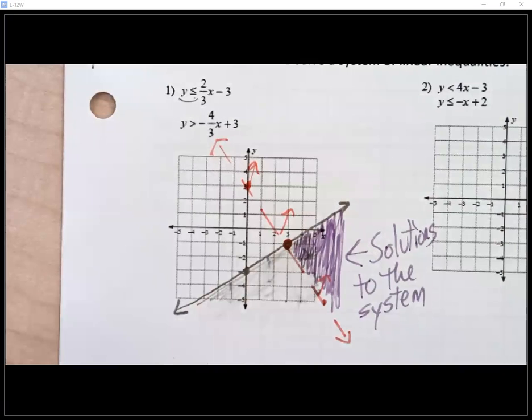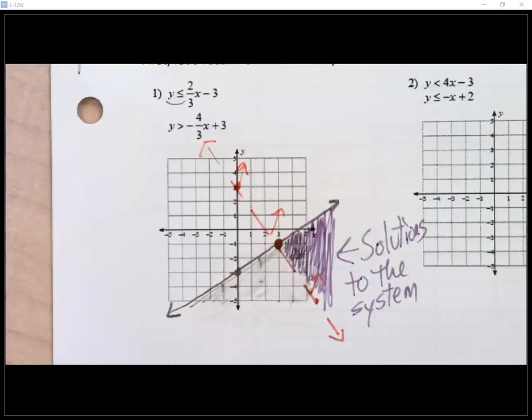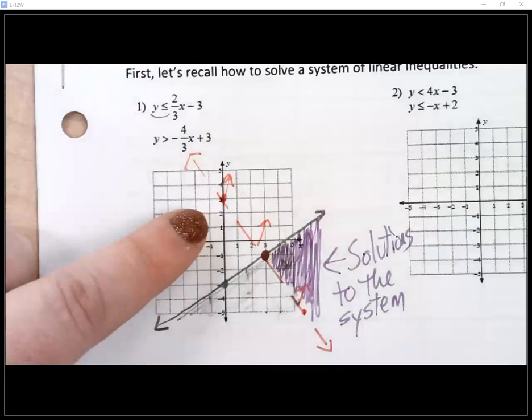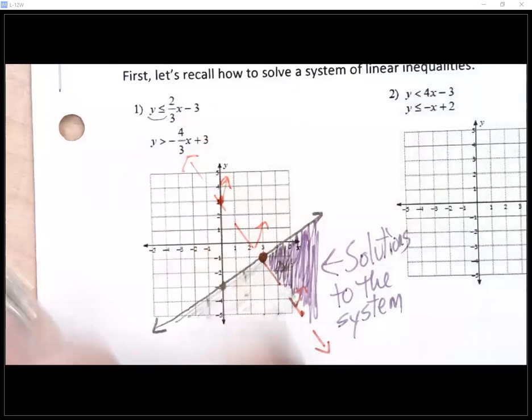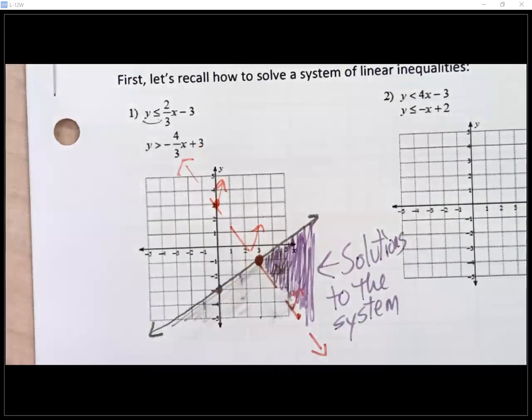So go ahead and try number 2. Same idea. We're going to graph each one. And then figure out the one region that's working for both of them. Me personally, you can see I sort of did it here. When I draw the line, I just draw myself arrows. Do I need to be above this line or below? So then when I'm all done, I can kind of look back at it and be like, oh, okay, that's the one region that works for both.